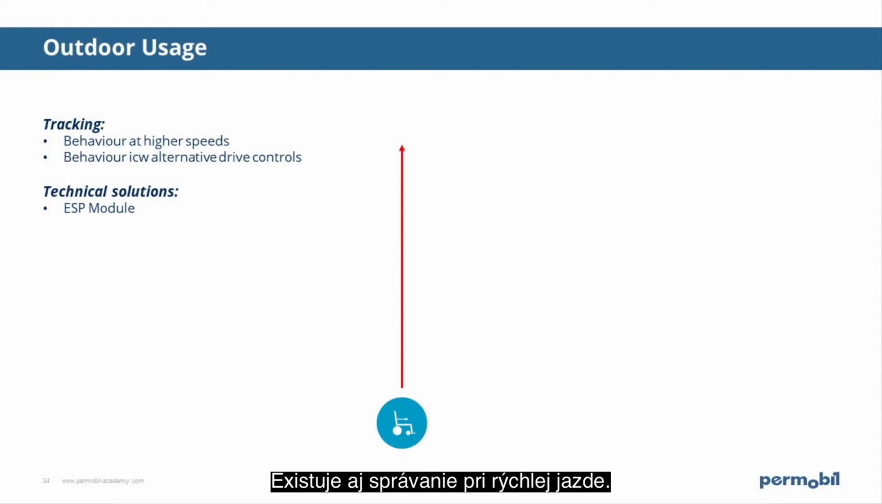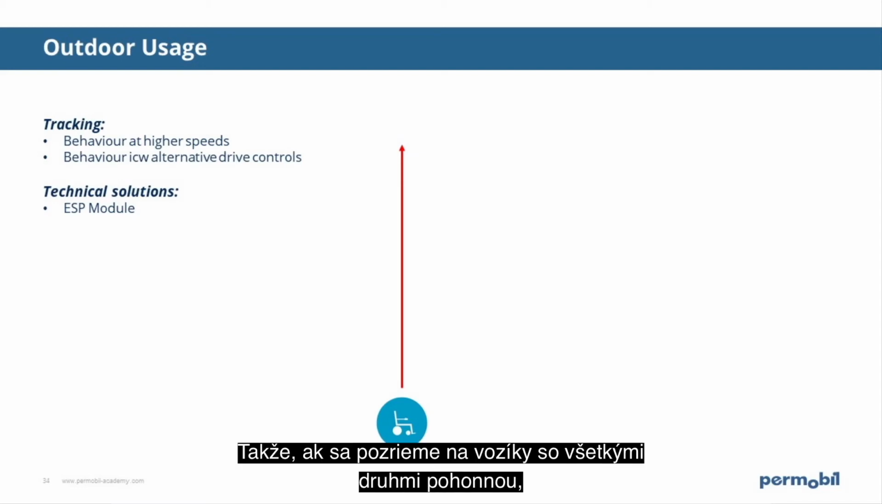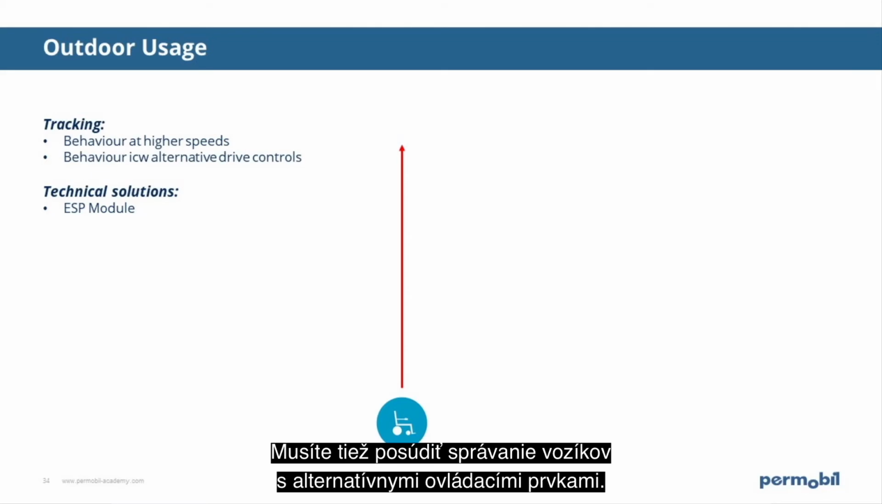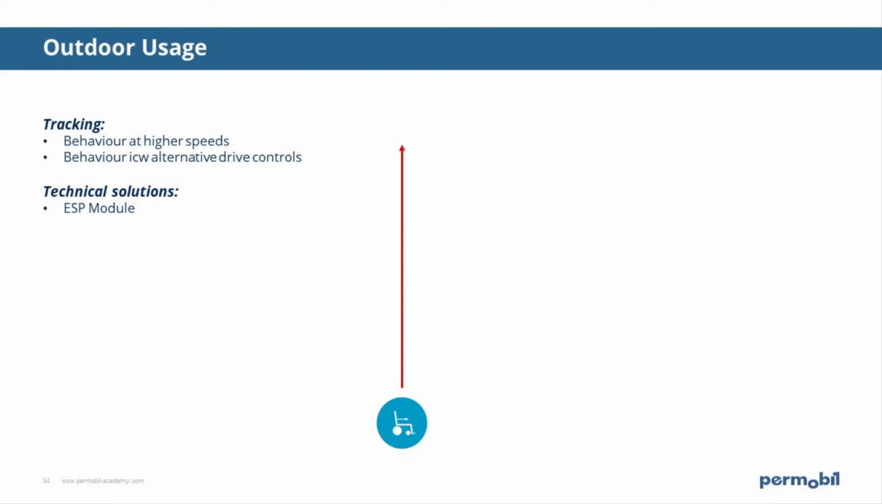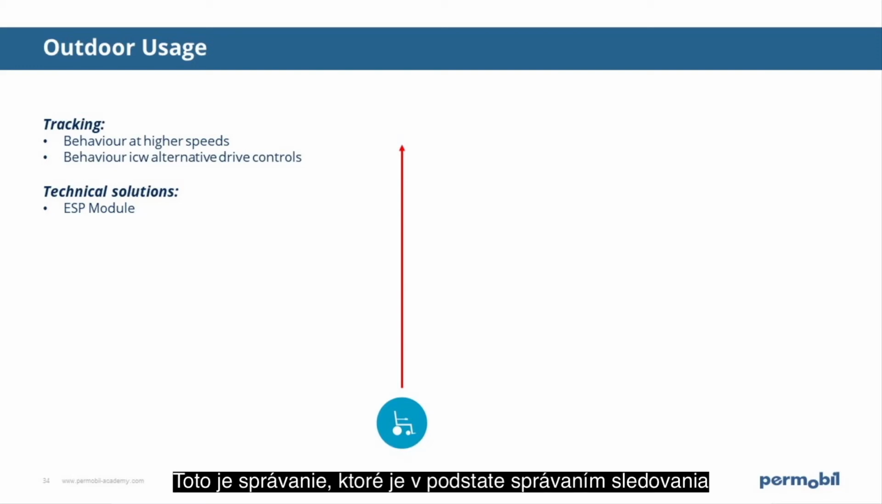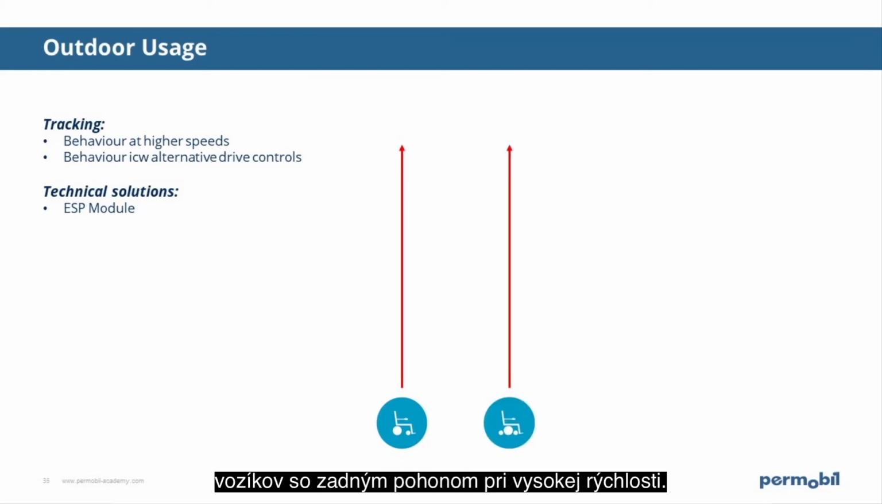There's also the behavior at high speed. So if we look into front-wheel, rear-wheel and mid-wheel driven platforms, we see that they have very good and stable behavior. They are stable drive platforms at higher speeds. You also need to judge the behavior of a drive platform in combination with alternative drive controls. So this is the tracking behavior of a rear-wheel driven platform at high speeds, and this is the same behavior of a mid-wheel driven platform.